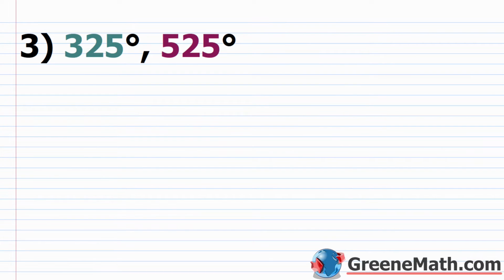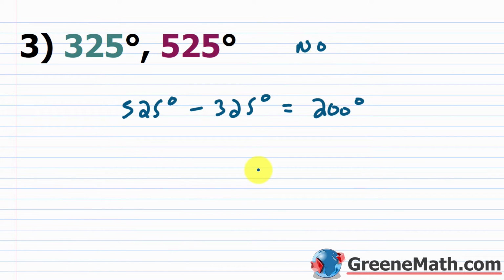Okay, let's look at problem 3. So we have 325 degrees and 525 degrees. So let me just say that we have 525 degrees minus 325 degrees. And so this would give me 200 degrees. I think we can all see that without doing a division, this would not be a multiple of 360 degrees. So I'm just going to put a no here. Again, you can always divide 200 by 360 in your calculator, and that's going to give you 0.5 where the 5 repeats forever. So obviously that's not a non-zero integer. So this is a no here. 200 degrees is not a multiple of 360 degrees.